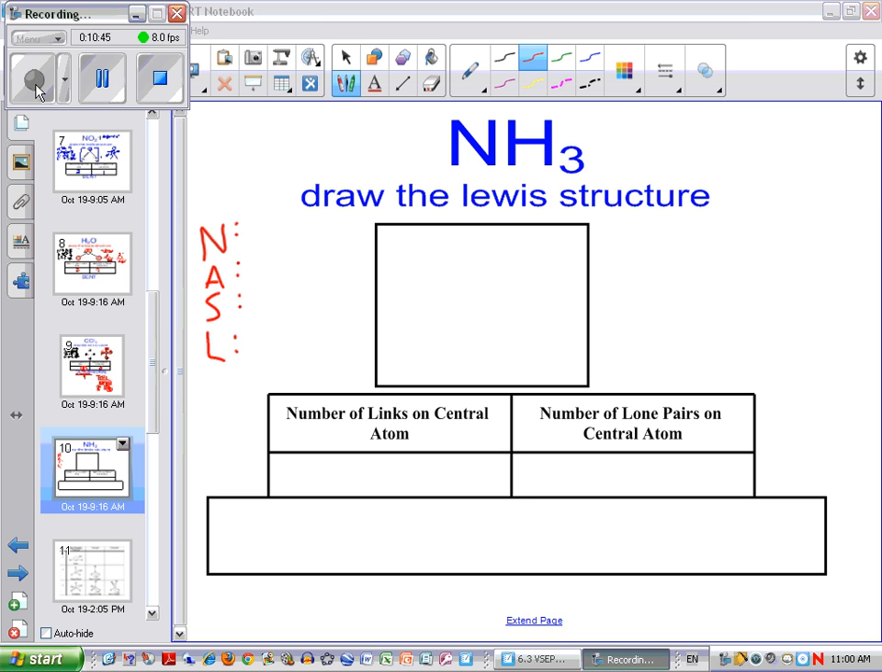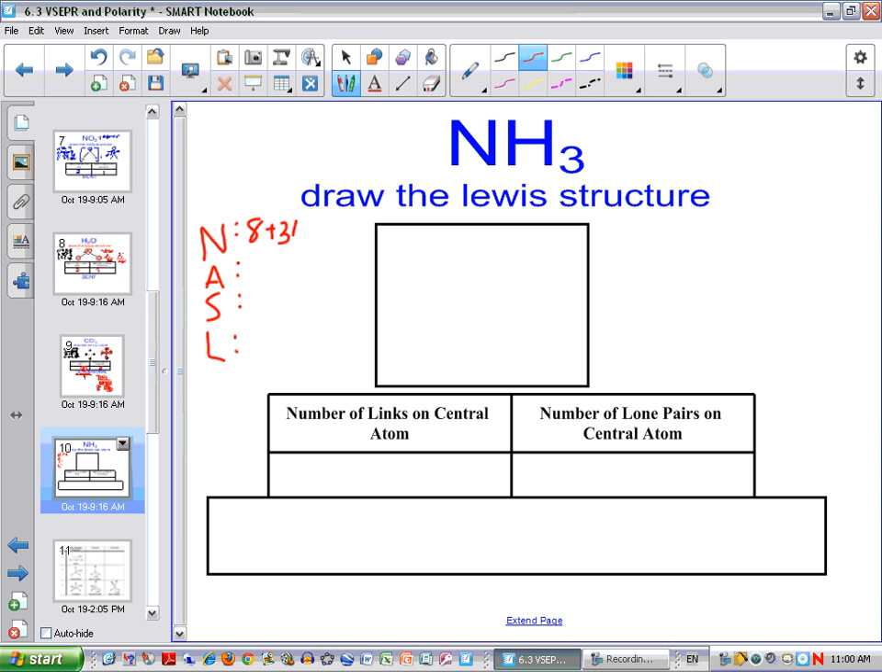So needed, nitrogen needs 8. You have 3 hydrogens that each need 2. That comes out to 14. Nitrogen has 5. You have 3 hydrogens that each have 1. That comes out to 8. Needed minus available, 14 minus 8 is 6, so that's going to be 3 bonds. Available minus shared is going to be 2, so that's 1 lone pair.